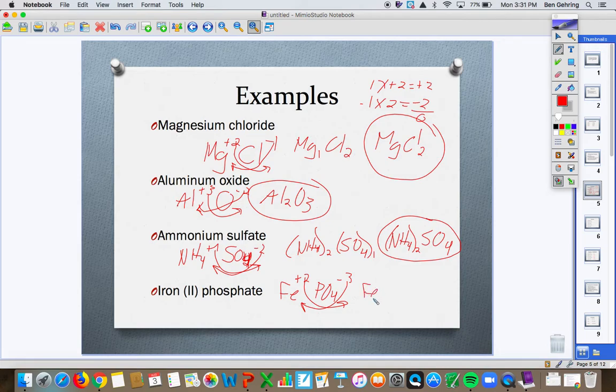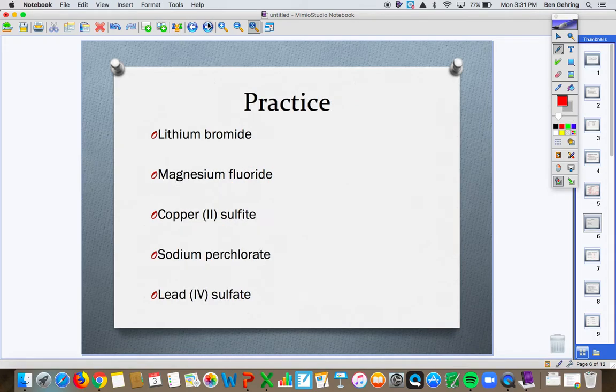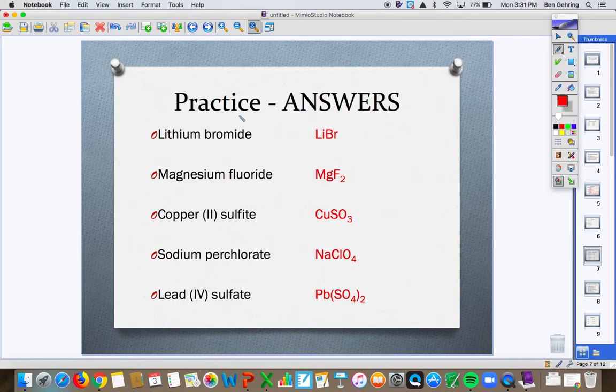I'm going to get Fe3(PO4)2. So that is what you're going to do. I have some practice ones for you on the next slide and answers to follow. So here are some for you to practice. And then when you get these done, if you hit play again, I'll give you the answers on the next slide. So here are your answers.